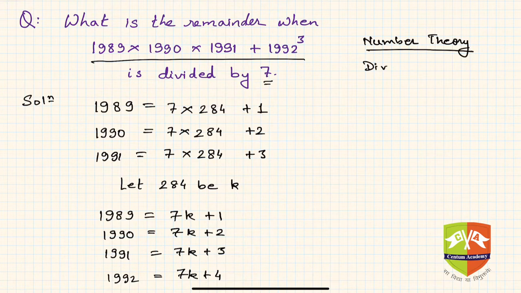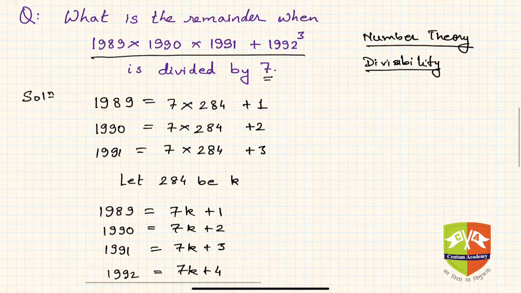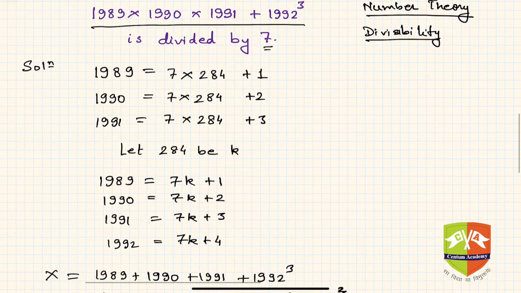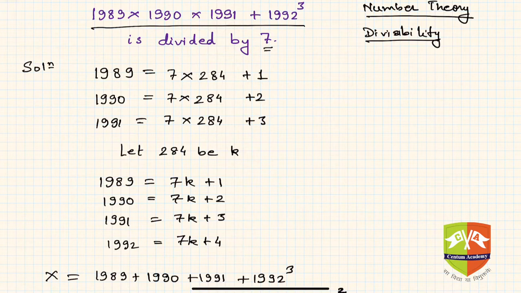Either you can use modular arithmetic for this, or you don't actually require any high-end stuff to solve this problem. So how do we approach it? This is how we have solved it. 1989, if you notice, can be expressed as 7 times 284 plus 1. Why have we picked 7? Because we will express any number in terms of multiples of 7 plus some remainder.